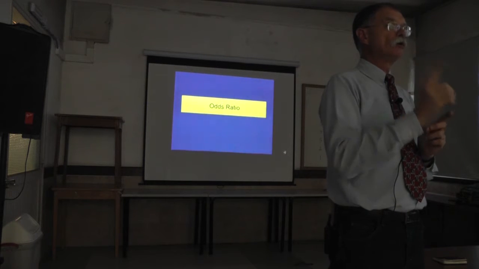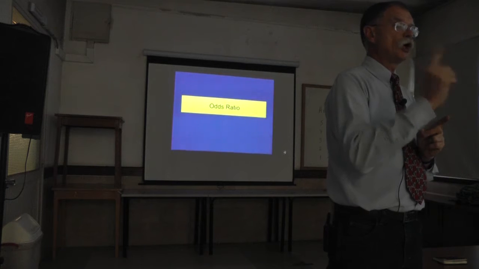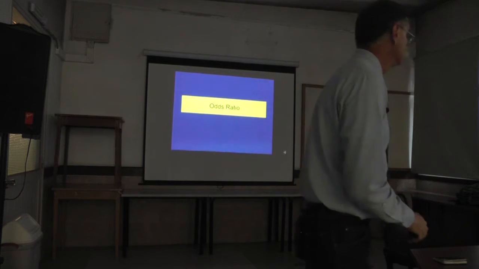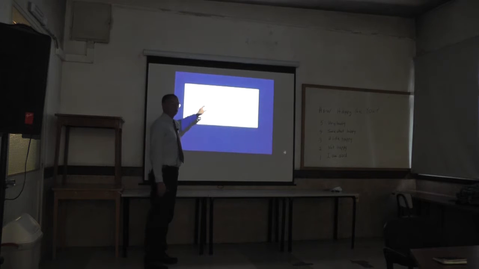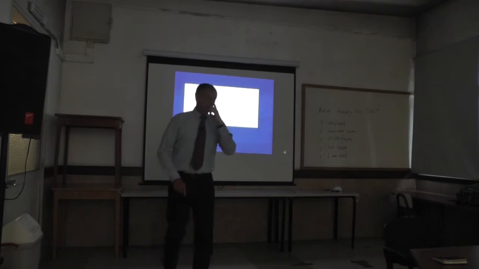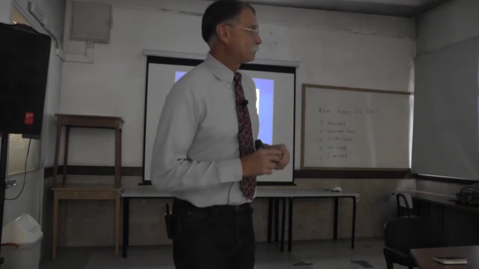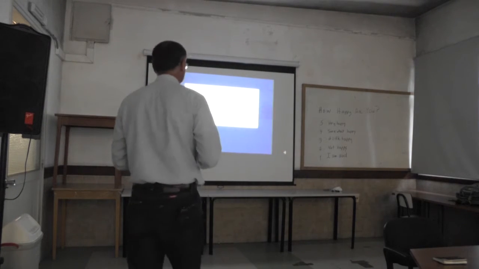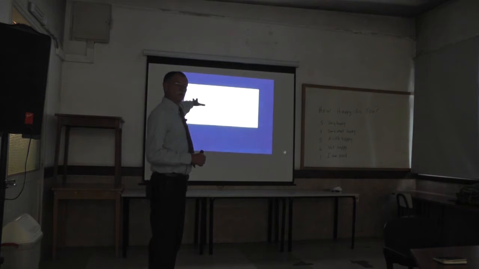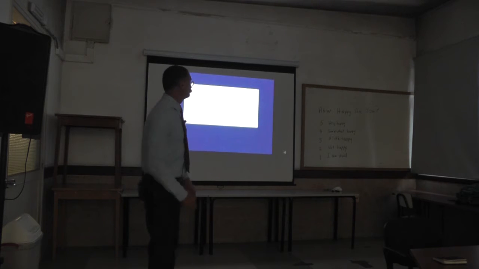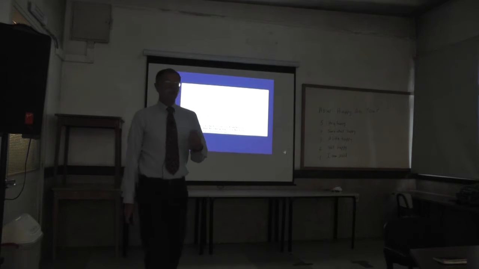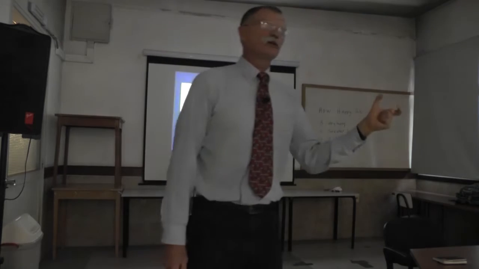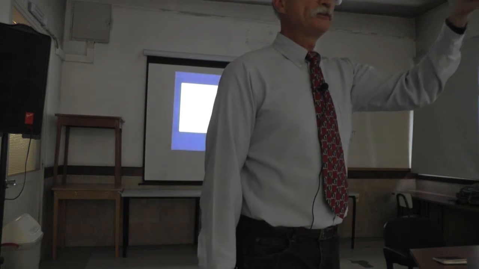And odds ratios look at the likelihood of something occurring. This is an example a British friend of mine gave me. They have a holiday called Queen's Day, and Queen's Day happens to be one where lots of beer is drunk. So what you can do is calculate who is more likely to drink beer on Queen's Day, students or professors.